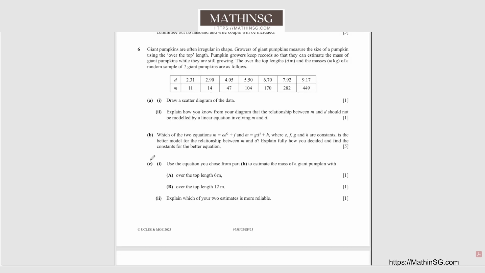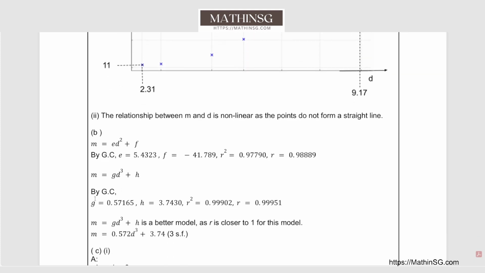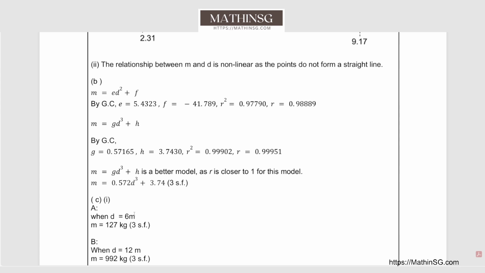Now moving on to part C, part 1. So you're asked to use the equation you have chosen in part B to estimate the mass of the pumpkin with over the top length of 6 meters. So in other words, when D is 6, what is M? So we are going to sub in, because in part B, we say that the better model is M equals GD cubed plus H. So we are going to sub in D equals 6 meters into this equation here. So we got M equals 127 kg when rounded off to 3 significant figures.